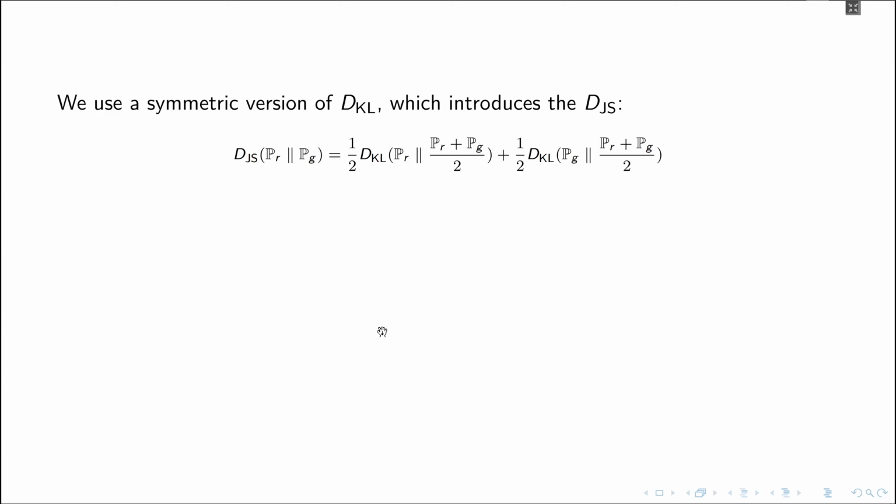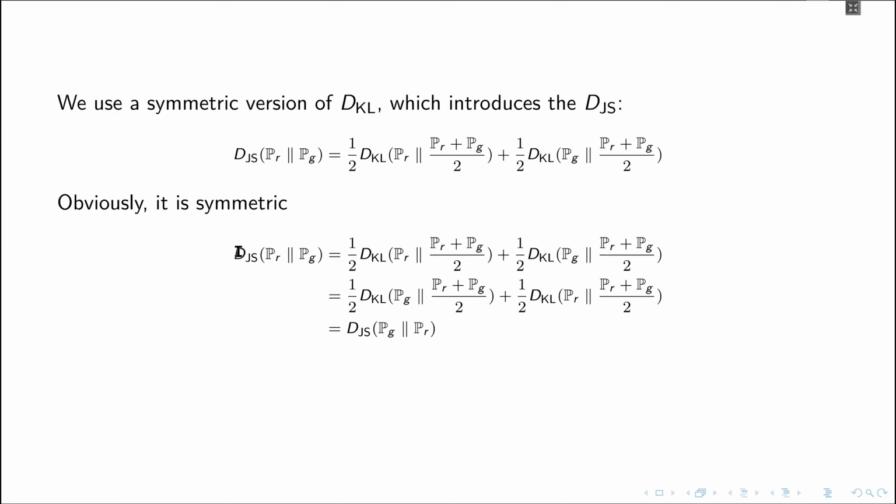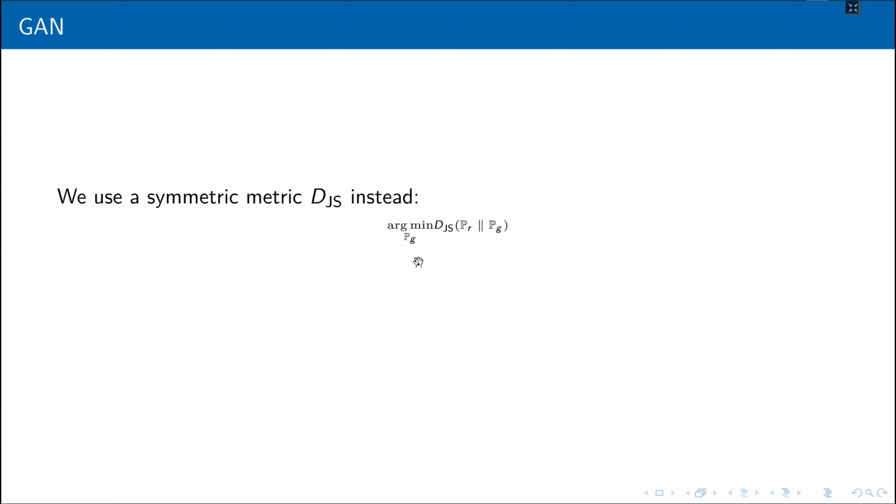It inspires us to use a symmetric version of KL divergence. It is JS divergence. The JS divergence definition is like that. Obviously, it is symmetric using the commutative law. We can change the order, and we see it is symmetric. It is easy. Now we do not try to minimize the KL divergence. We can minimize the JS divergence because it is symmetric. It is better.